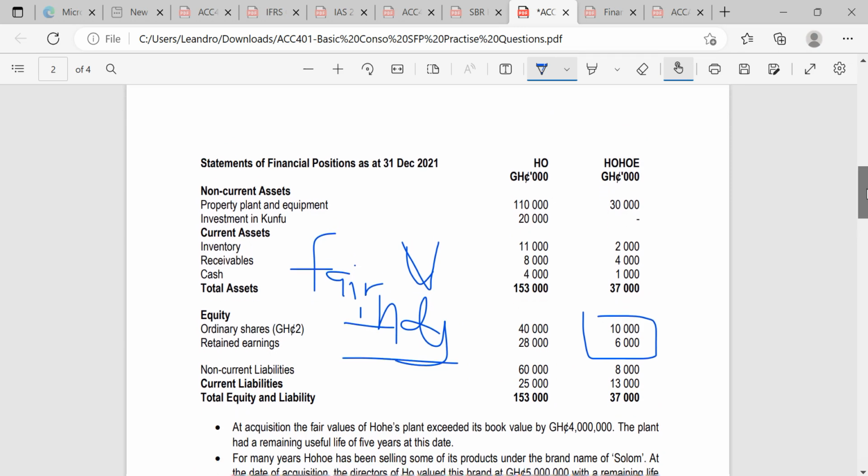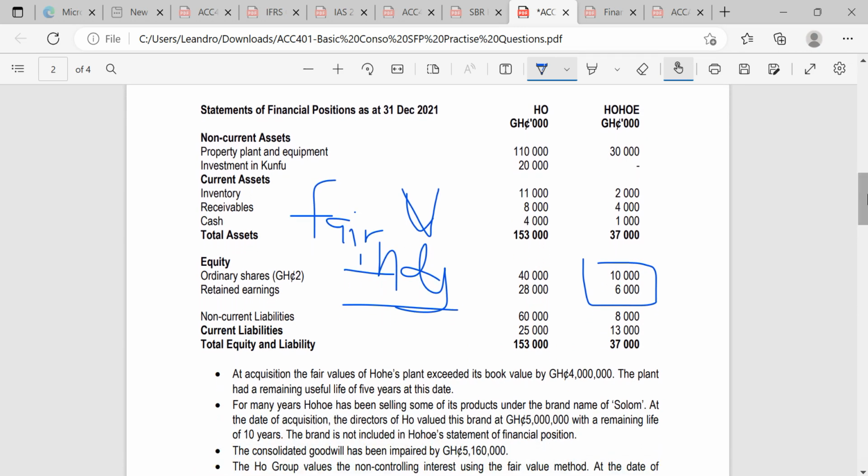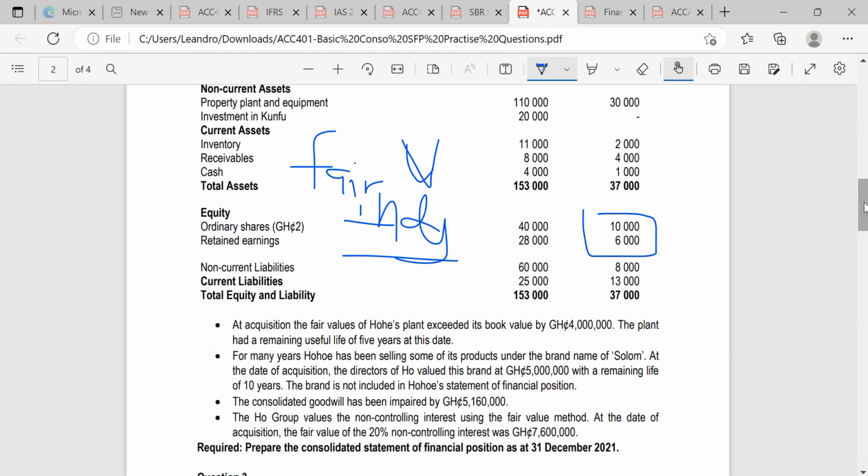They will calculate the depreciation for 2 years. So we will have 4 million divided by 5 times 2 as our depreciation for the fair value adjustment. Okay, point number 2. For many years, Hopware has been selling some of its products under the brand name of Solom. At the date of acquisition, the directors of Ho valued this brand at 5 million with a remaining life of 10 years. The brand is not included in Hopware's statement of financial position.